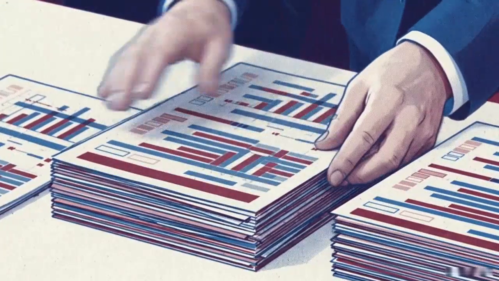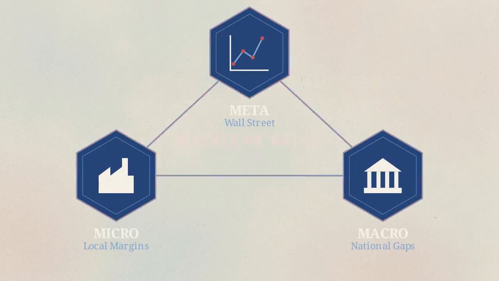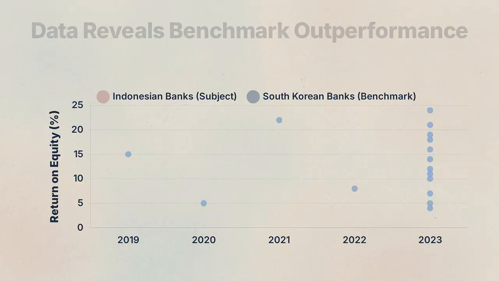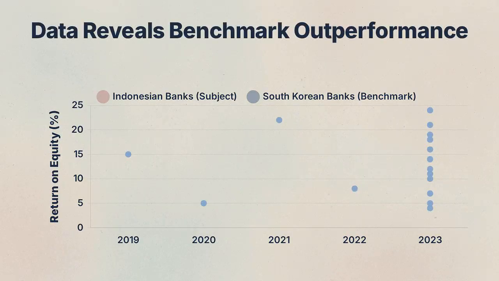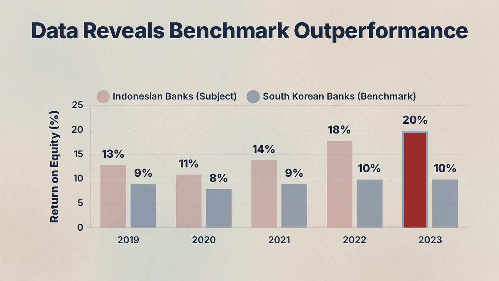hidden index fund. We have traced the path from local profit margins to national valuation gaps to the hidden mechanics of Wall Street portfolios. The goal of this analysis is the removal of blind trust. We no longer need to rely on the stories companies tell about themselves. In an environment defined by information asymmetry, the only verifiable defense is the use of hard data and historical benchmarks.